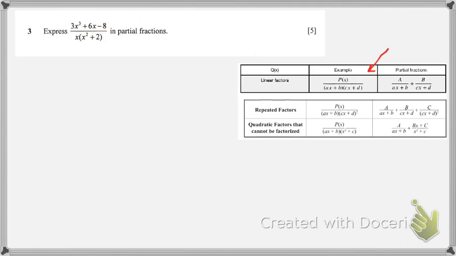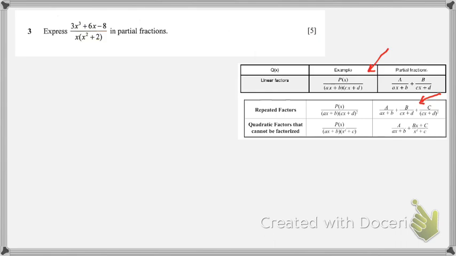The second variation is if the denominator has repeated factors. So an example is ax plus b and (cx plus d) squared. For cases like this, you will have to express the partial fractions as A over ax plus b plus B over cx plus d plus C over (cx plus d) squared.